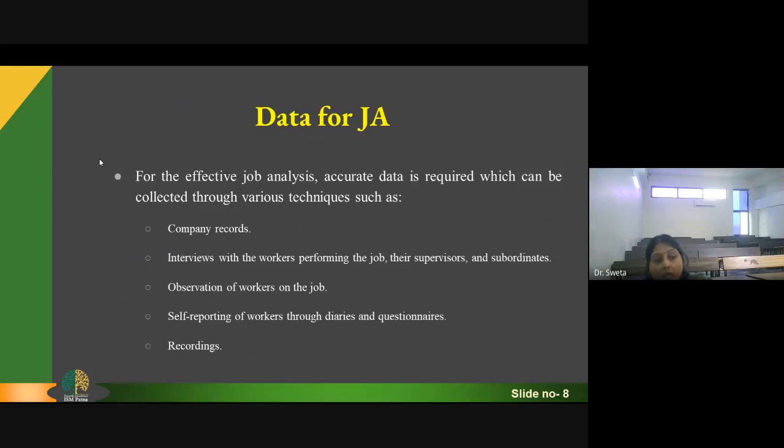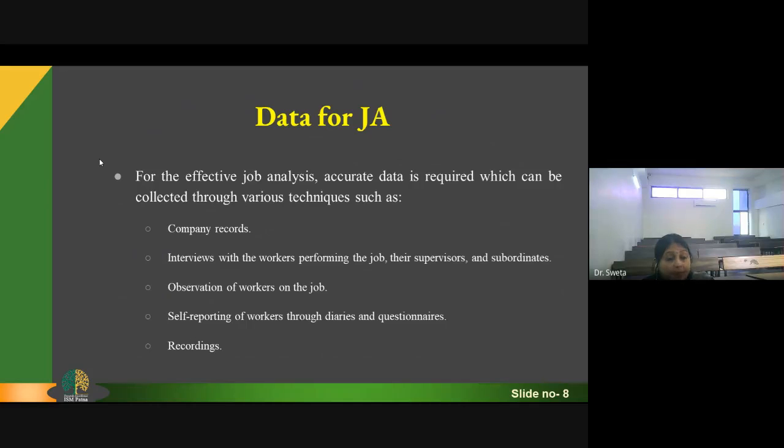So some of the sources we can see here on our screen, the first one is company records, interviews with the workers who are currently working in the organization, or we can interview the supervisors and subordinates, and from there we can collect the information. Now, again, the next source would be observation. We can observe the workers who are performing their activity in the job, and through the observation method, we can also collect and gather data for job analysis.